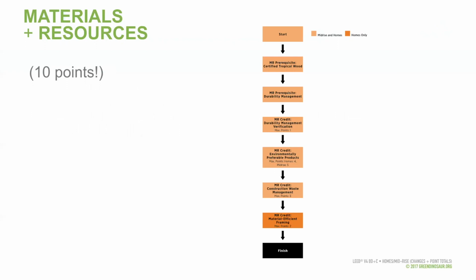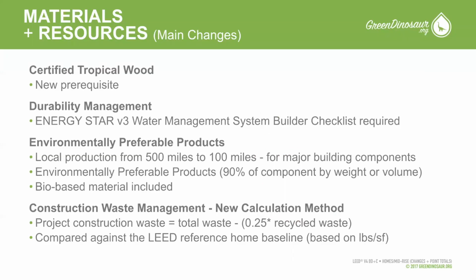For the materials and resources category, we find the same credits, and some credits got brought in from the innovation and design category from version 3. Certified tropical wood is now a prerequisite. For durability management, which is a prerequisite, the builder has to fill out the Energy Star version 3 water management system builder checklist. The environmentally preferable products is still a credit that is available, although the thresholds have changed.